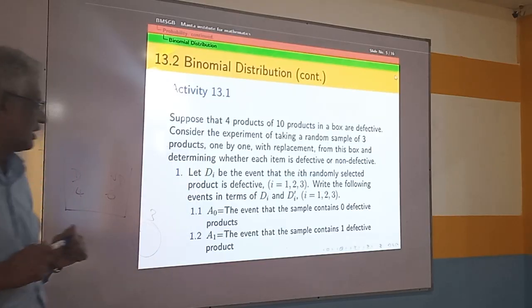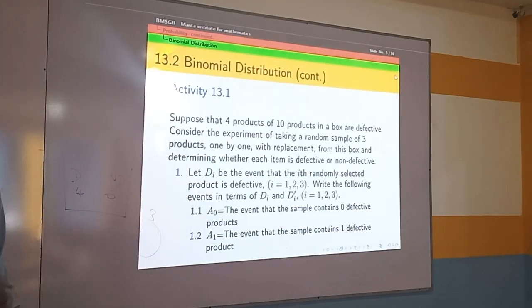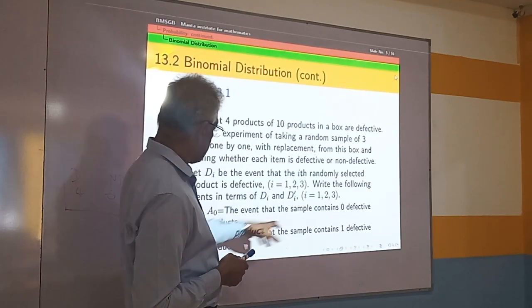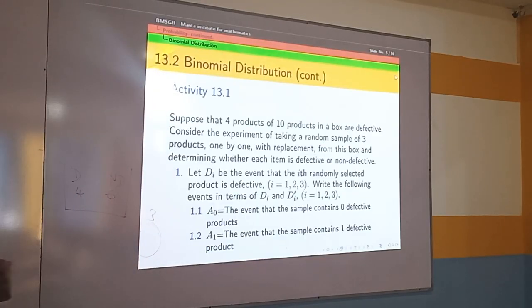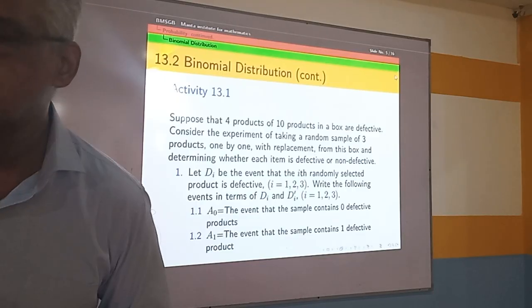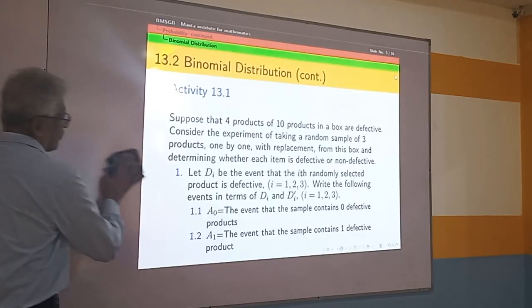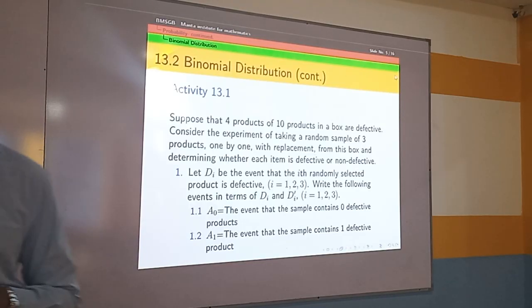A naught is the event that the sample contains 0 defective products. What is the probability of A naught? In other words, what is the probability that the sample of 3 items contains 0 defective products? E1 is the event that the sample contains 1 defective product. Therefore, both questions can be answered if I define the same random variable. The random variable of interest is the number of defective products in the sample.